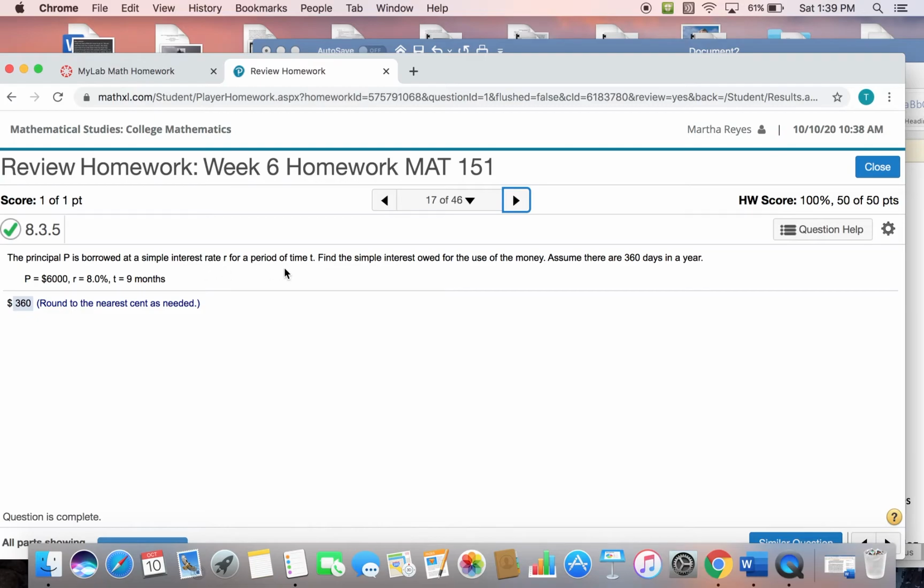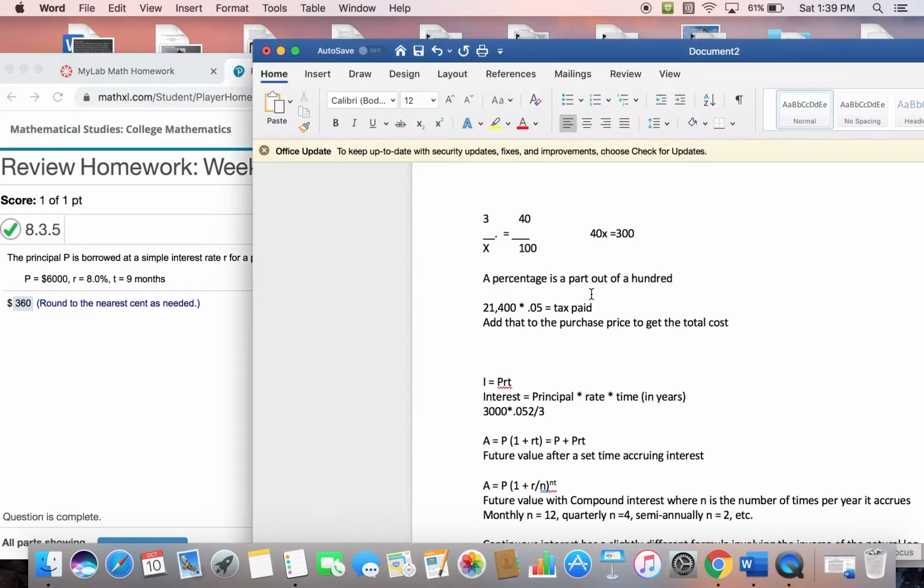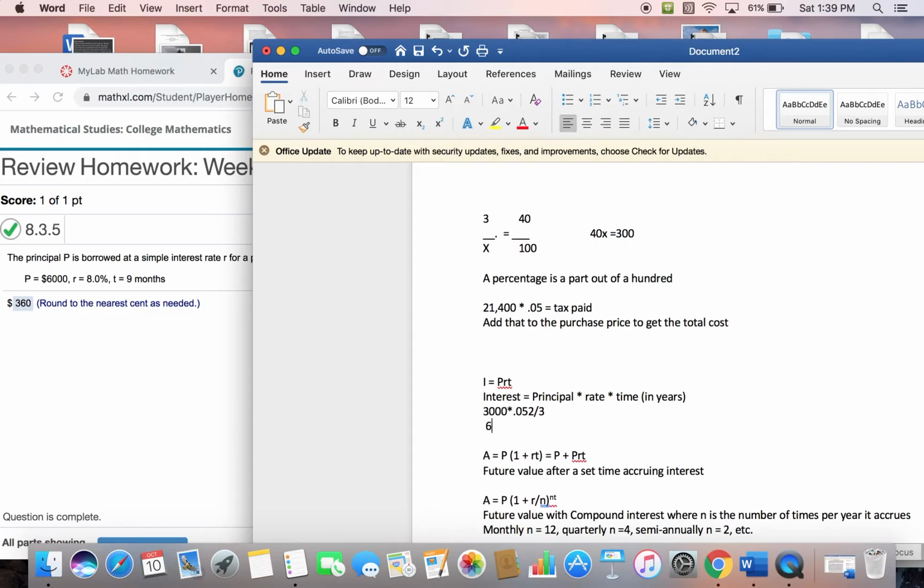Okay, same exact thing here. You're just plugging in 0.08. You've got 9 months, so you have to multiply by the fraction 9 over 12. So this one, I'm just going to show you real quickly. To find the amount of interest, would be the principal 6,000 times 0.08. It has to be in the decimal format.